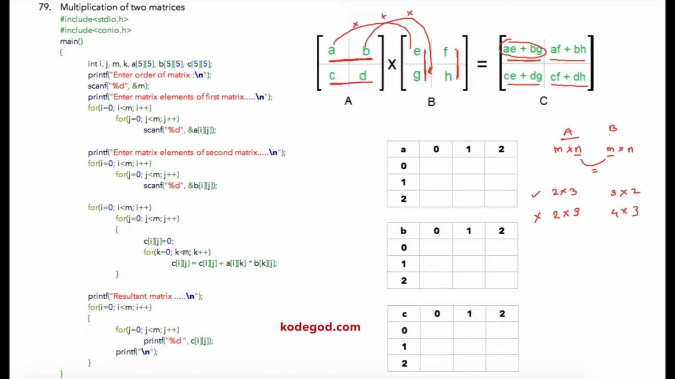So if we have two matrices, suppose both have sizes of m multiplied by n, then the number of columns of the first matrix must match the number of rows of the second matrix. For example, if you have two matrices of sizes 2 by 3 and 3 by 2, then here the number of columns matches the number of rows, so it's a valid case for multiplication.